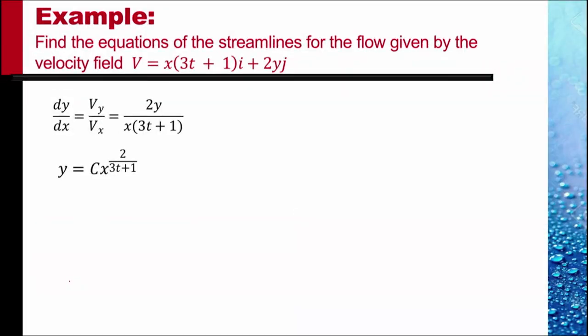Let's do an example. Find the equation of the streamlines for the flow given by the velocity field V equal to x(3t + 1) i + 2y j. As we know, the slope of a streamline in two-dimensional flow is dy/dx equal to Vy/Vx, where Vy is 2y and Vx is x(3t + 1).